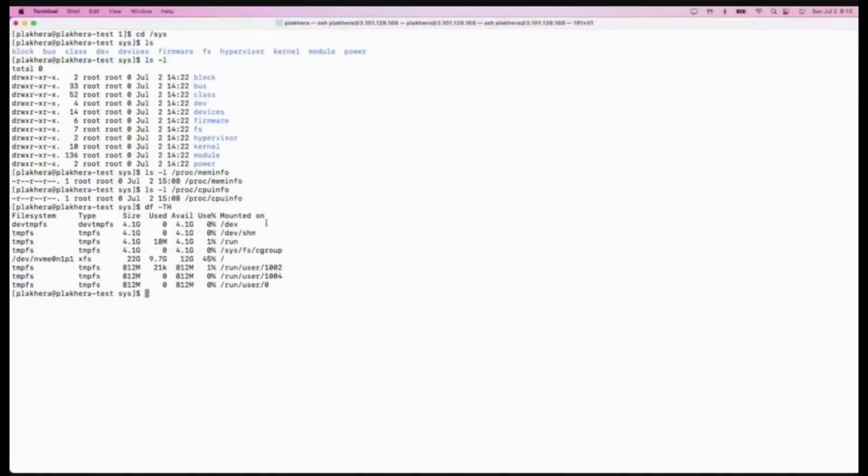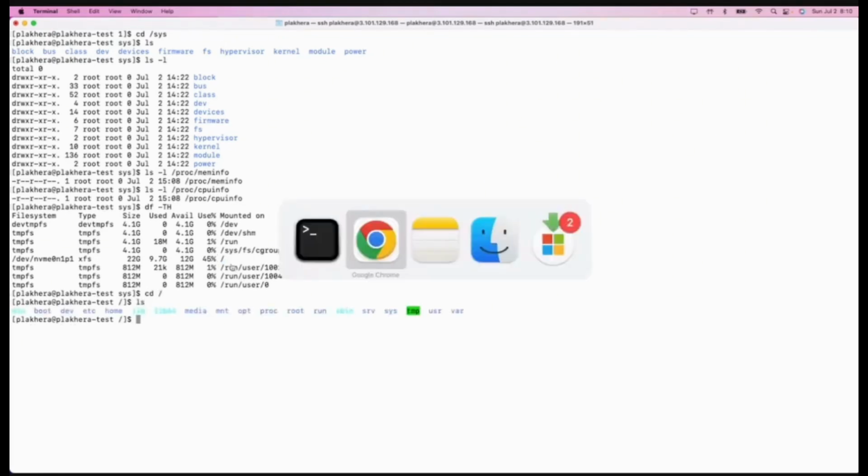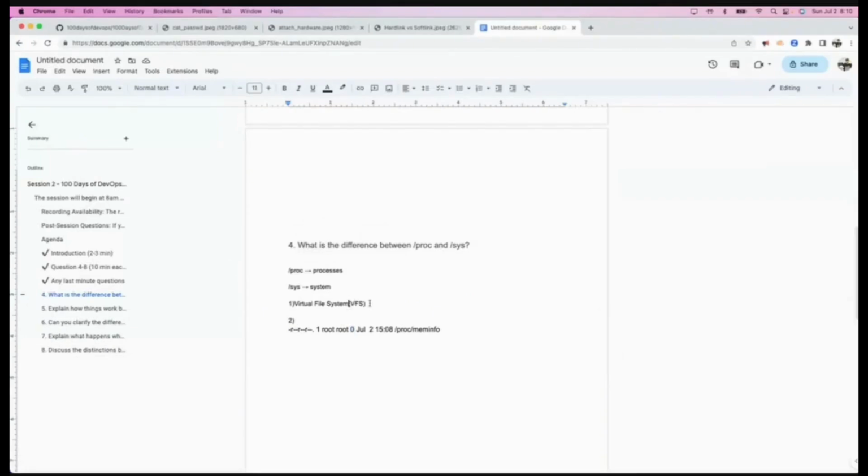So let me start with common file systems. Let's take the example of the df -h command, and you see that we have the root file system, and inside the root we have different file systems. These file systems exist on disk. So if I go to slash and list, we will see all these file systems. But on the other hand, this proc and this sys are virtual file systems. They do not exist on disk. They are created by the kernel and they exist in memory.